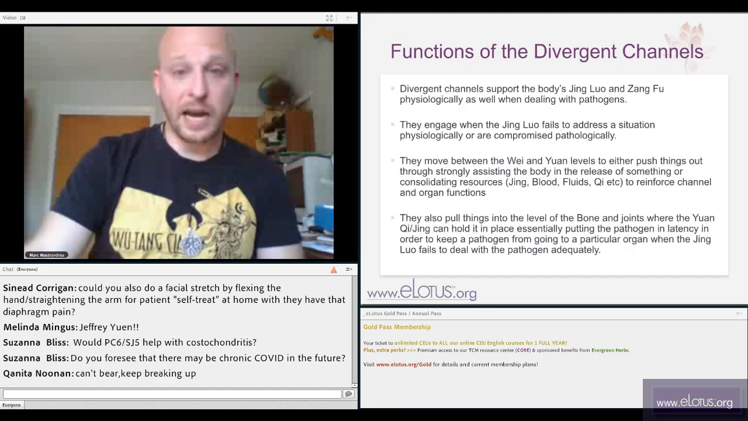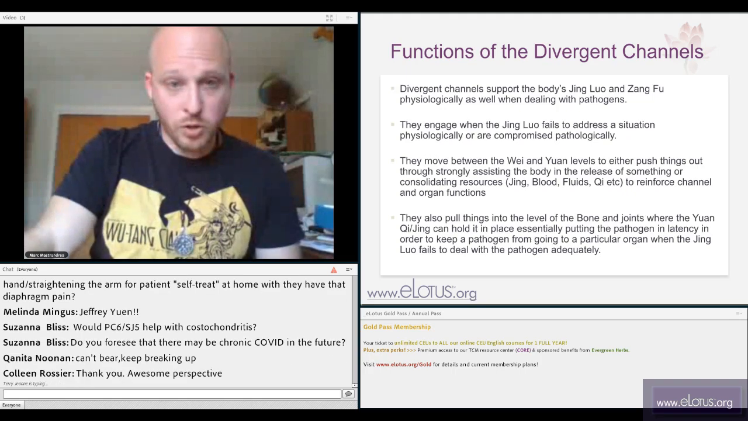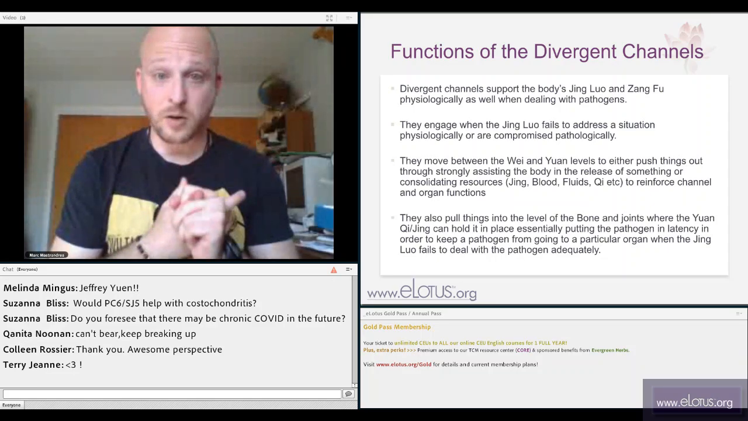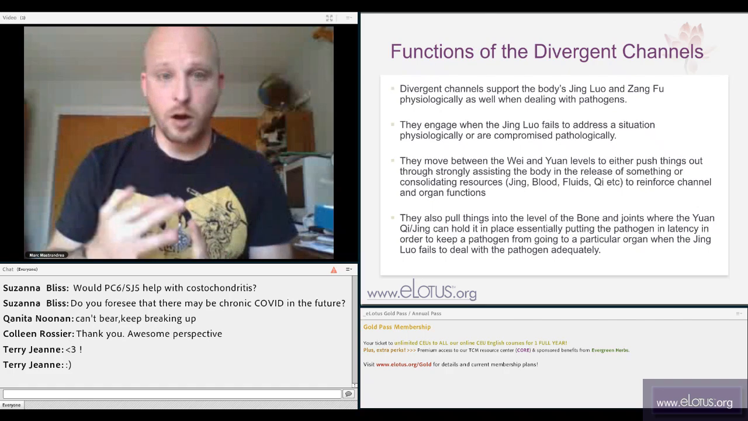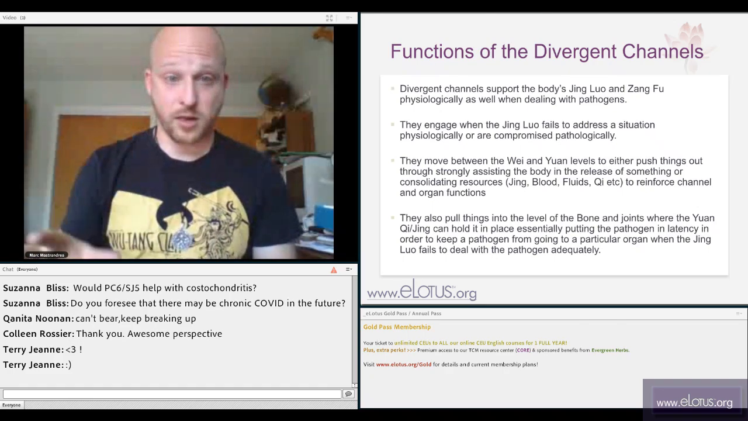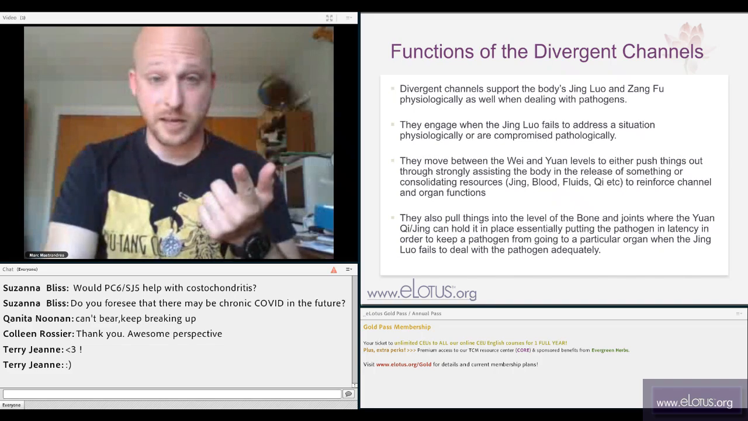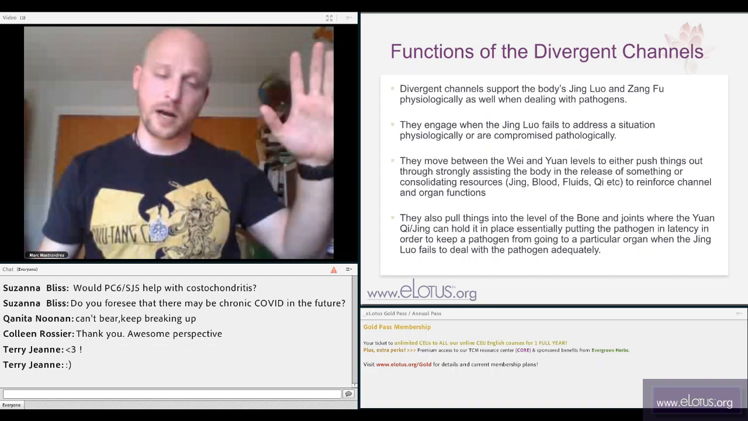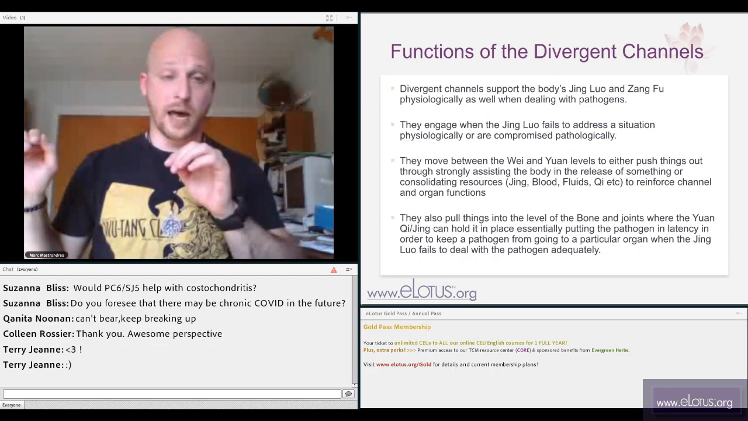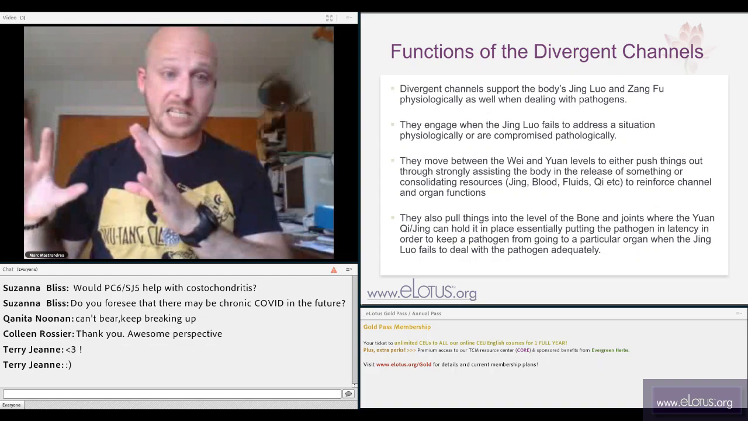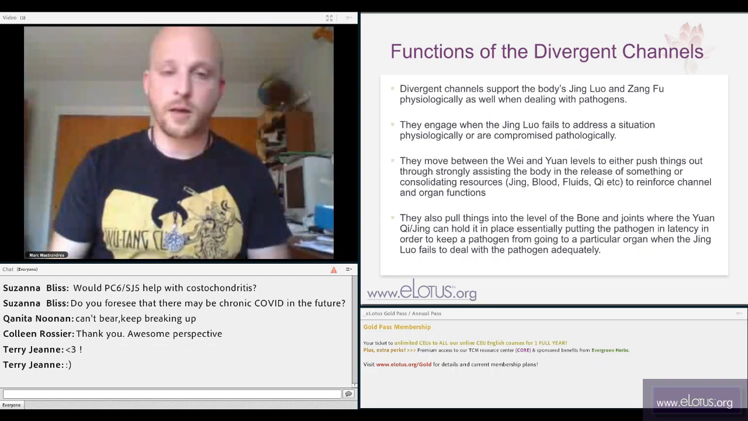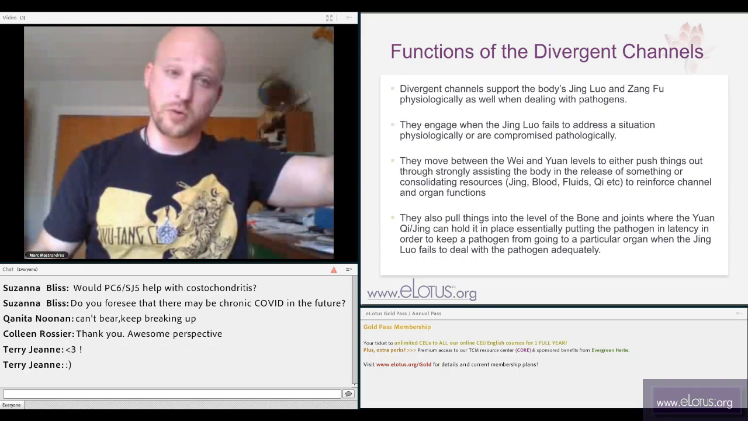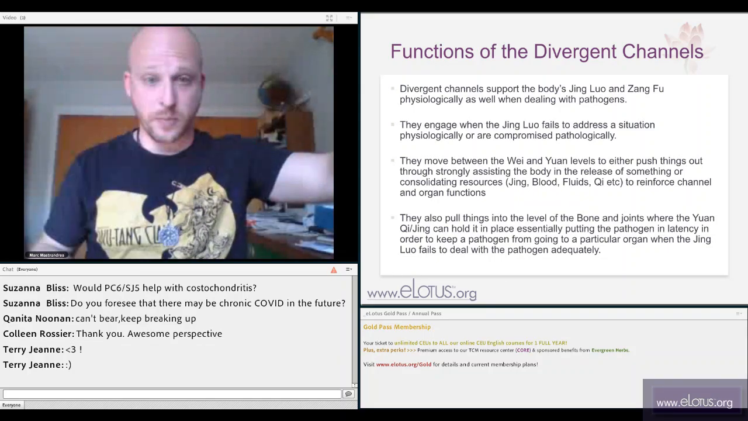All right, so functions of the divergent channels. Divergent channels support the body's Jingluo and Zangfu physiologically when dealing with pathogens, right? They engage when the Jingluo fails to address a situation physiologically or is compromised pathologically. That means whether you have a destruction in another channel, and so it goes to back up and support it, or whether you have a pathology that the primary channels can't deal with, it will divert it away, right? In Chinese, we call it Jingbie, the other channels, related to the idea that these are the other channels that are used when the Jingluo, the primary channels, can't be used, right?